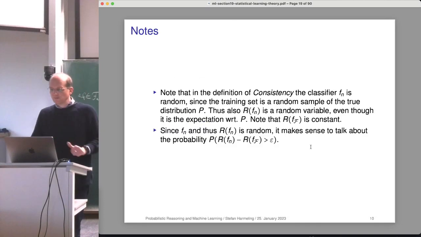Okay, so I think I spelled it out here. It's a random variable because the training set is a random variable in a way. It's a random sample, okay? And since Fn is random, R of Fn is random, and that makes sense now to talk about probabilities here.